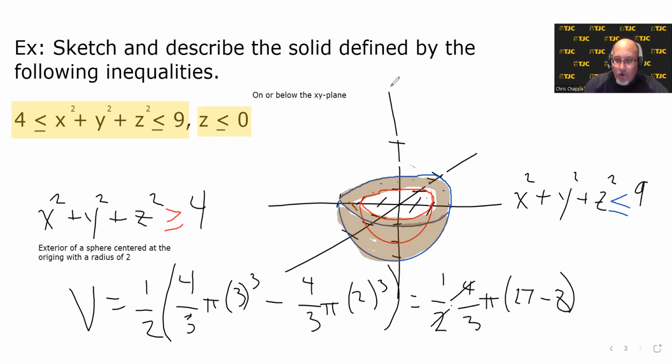2 goes into 4 twice. 27 minus 8 is 19. So this becomes 19. And then in the top, we have 19 times 2, which is 38. We still have a 3 in the denominator and a pi. So the volume of that half tennis ball is 38 pi over 3.